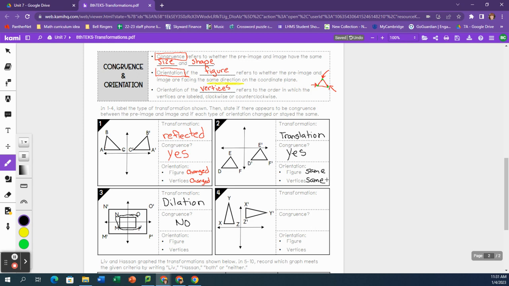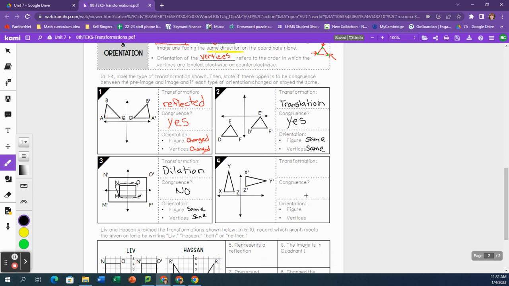Okay, now let's look at the figure orientation. Is it going the same direction? Do we have M here, M here? Yeah, M, N, O, P. Yeah, and they're going the exact same direction. N to O is right here, right? O to P is right here. So this is the same. And the vertices, we're going in the same order. So that's the same. Okay.